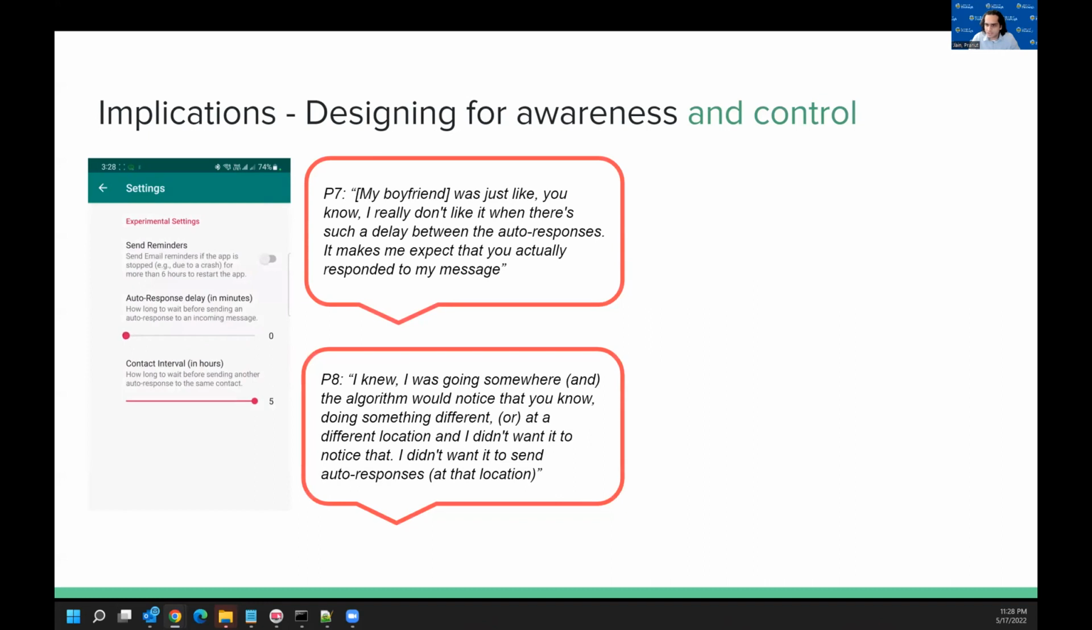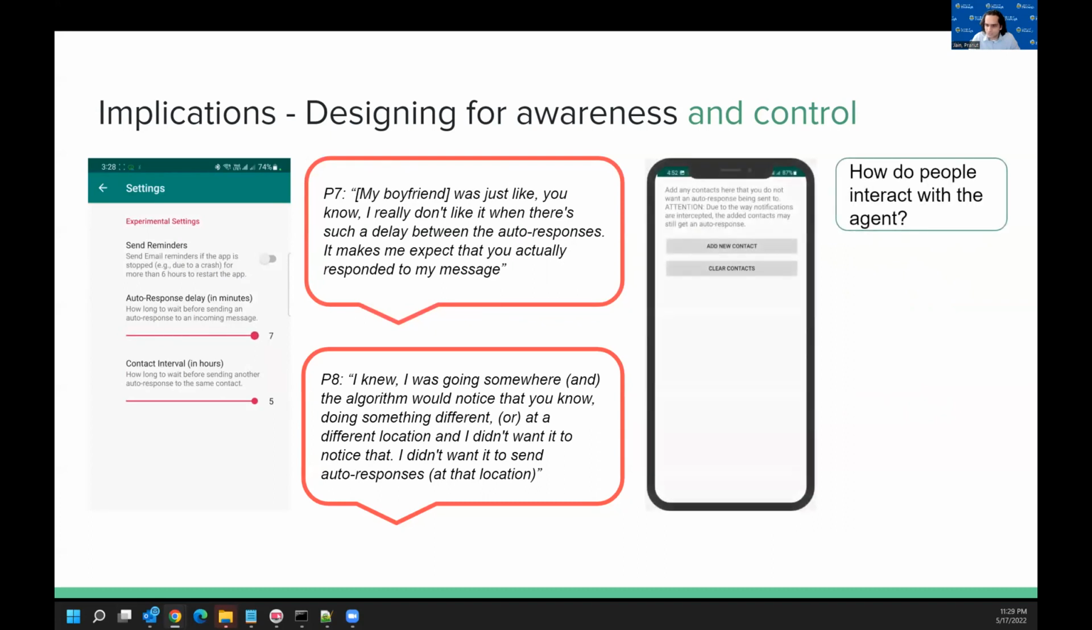Similarly, P8 stopped the application when they did not want the agent to learn about their behavior and act at a specific location. This highlights the need to consider additional context and awareness mechanisms where the agent can learn from these interactions while also teaching their users about their functions to enable more apt appropriations.